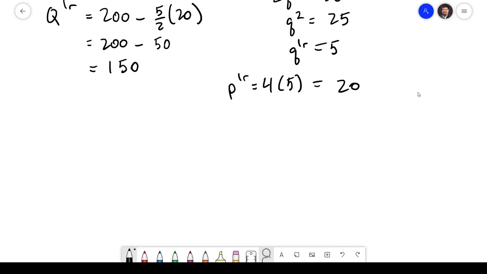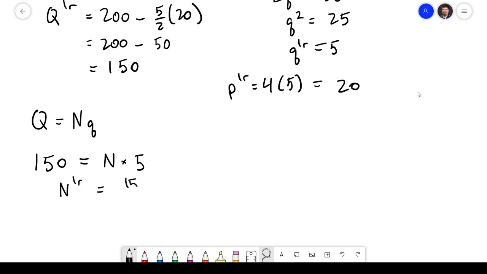To solve this, we're going to use the fact that big Q equals N times little q. Plugging this in, we've got 150 as the total market quantity equals N times the little q, which is 5. So that means N in the long run will be 150 over 5, which is 30. There will be 30 firms in the market.